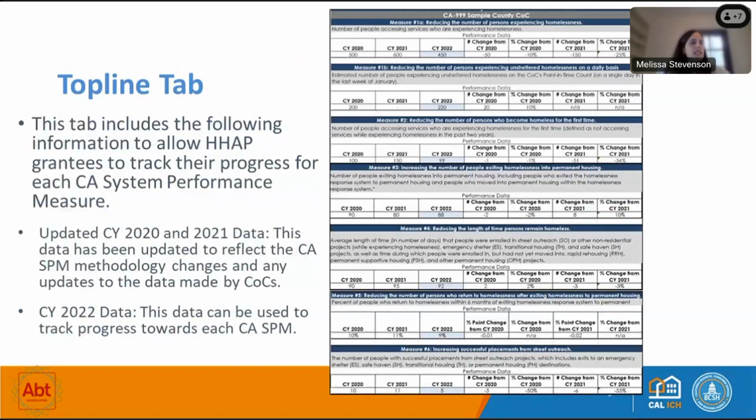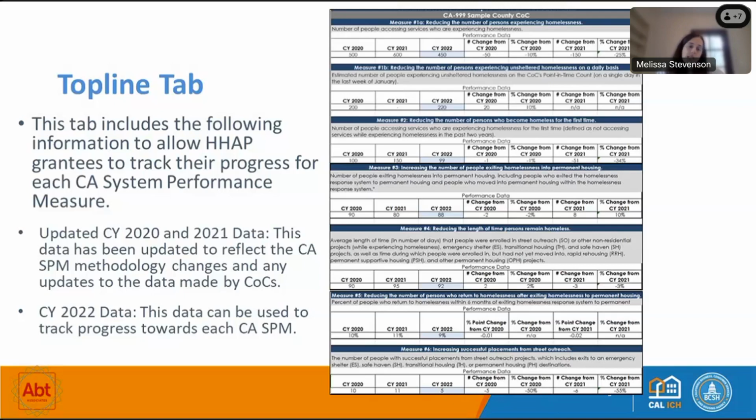All right, so this is a little snapshot of what you'll see in the top line tab. And the data I'm showing here is not real. It doesn't belong to anyone. So if any of it doesn't seem realistic to you, don't worry. This is just to give you a sense of what you're going to see when you look at your template. So the tab includes information to allow you as the HAP grantees to track your progress towards each of the California system performance measures.